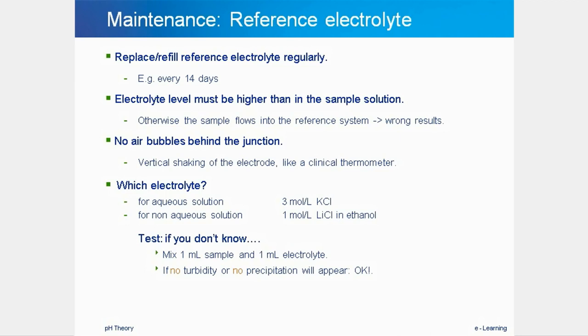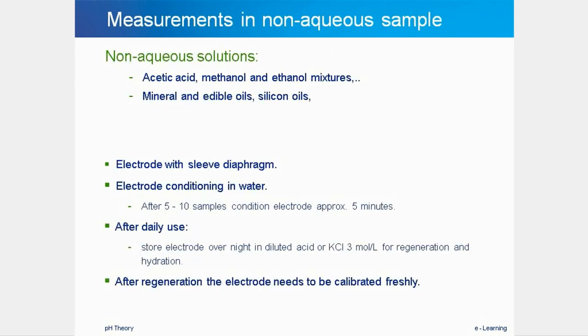In standard pH electrodes with an argentile reference system, the electrolyte solution for aqueous solutions is a 3 molar solution of potassium chloride. In non-aqueous solution, it should be a 1 molar solution of lithium chloride in ethanol. Again, you can check for precipitation reactions by mixing sample and electrolyte. If you don't see a fallout, the combination of the two is okay to use.